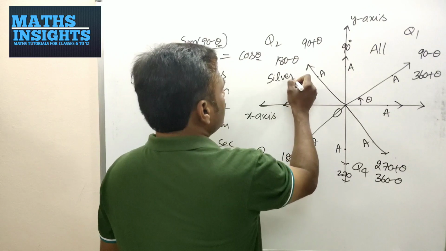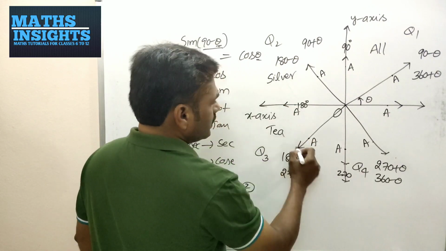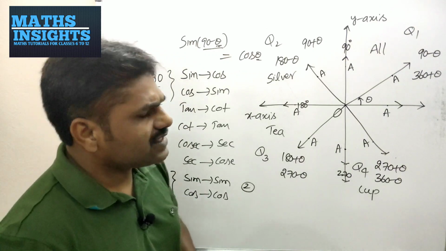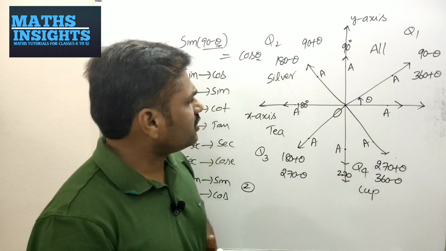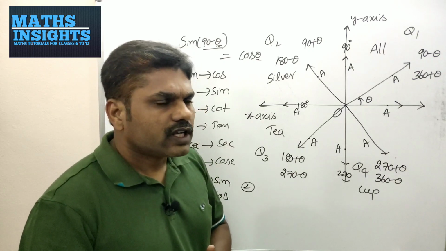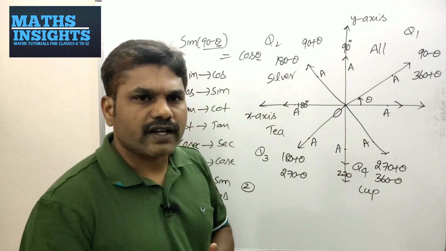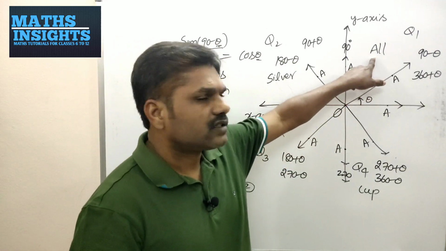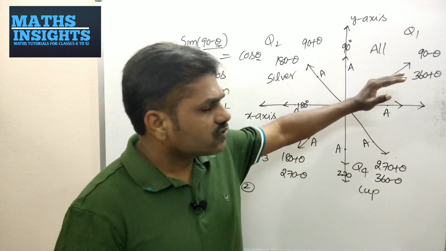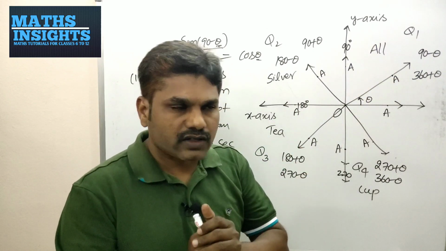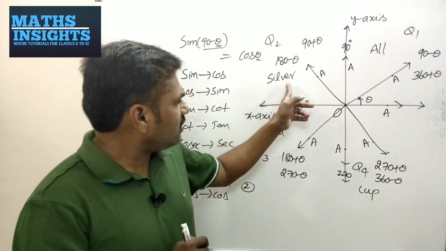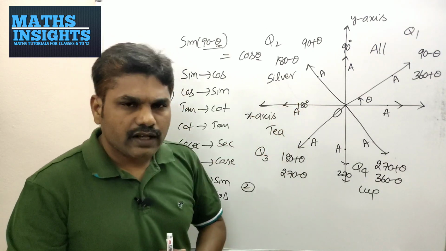all silver teacups. This is not a mathematical derivation or a mathematical technique. You have to keep it blindly in your mind. See, all means every ratio is positive. All 6 ratios are positive in the first quadrant. If you come to the second quadrant, silver means it is starting with the letter S.